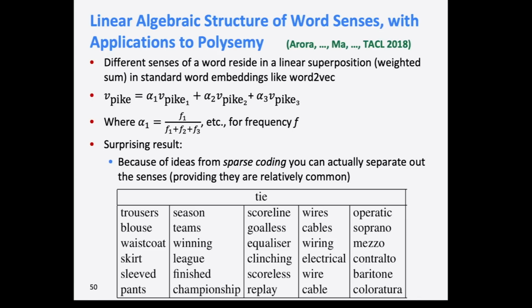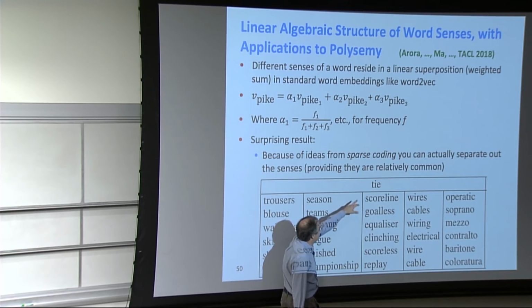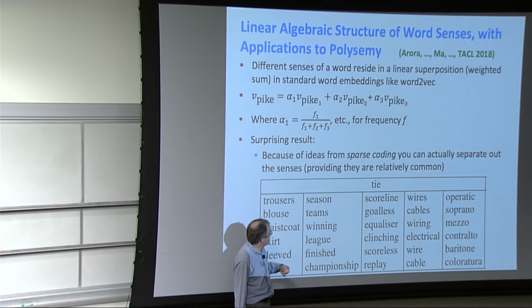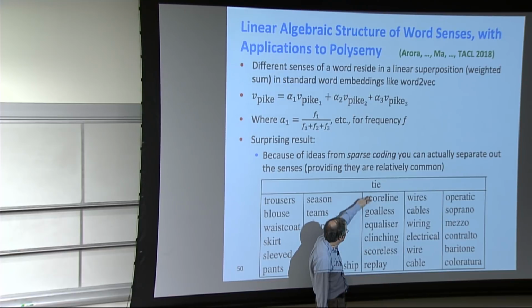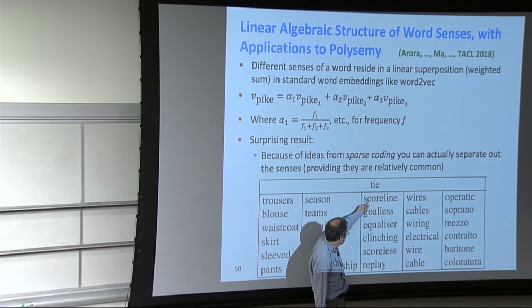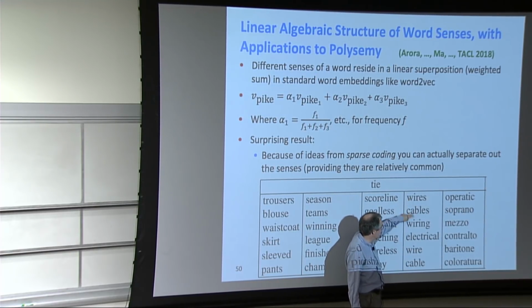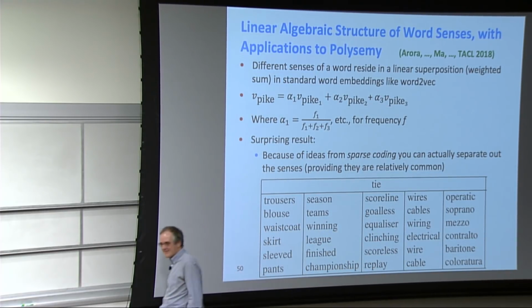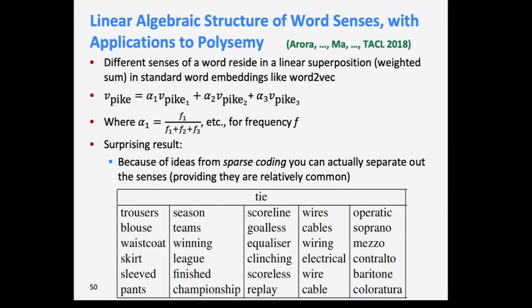And so this paper looks at how you can do this. They have these underlying meaning components, and they separate them out. So tie has one meaning component that's in this space of trousers, blouse, waistcoat. That makes sense. Another one in this meaning component of season, teams, winning, league makes sense. Scoreline, goalless, equalizer, clinching, scoreless. This one seems to overlap with this one a bit. But here, tie, this is cable ties and wire ties and things like that. So they're actually able to pull out the different sense meanings from out of the meaning of the word. So that is a kind of a cool thing.